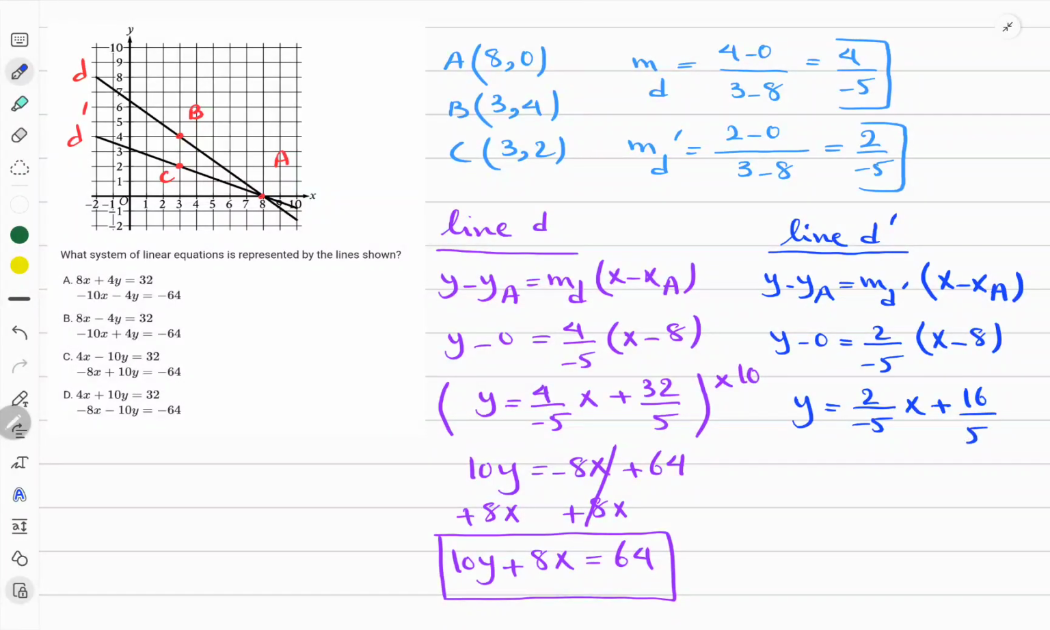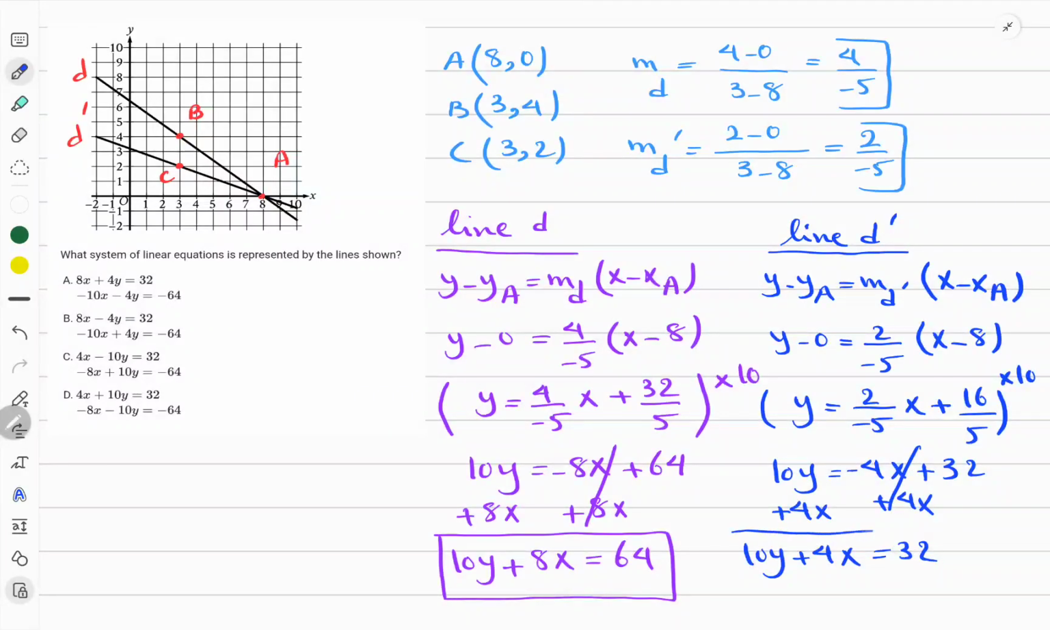Plus 16 over 5 and then multiply by 10. 10y is negative 4x plus 32 and add 4x to both sides to maintain the balance of the equation. 10y plus 4x equals 32. And this is the equation of line D prime. We just need to find these equations in our choices. 10y plus 4x is 32, which is here, line D prime, and 10y plus 8x is 64.